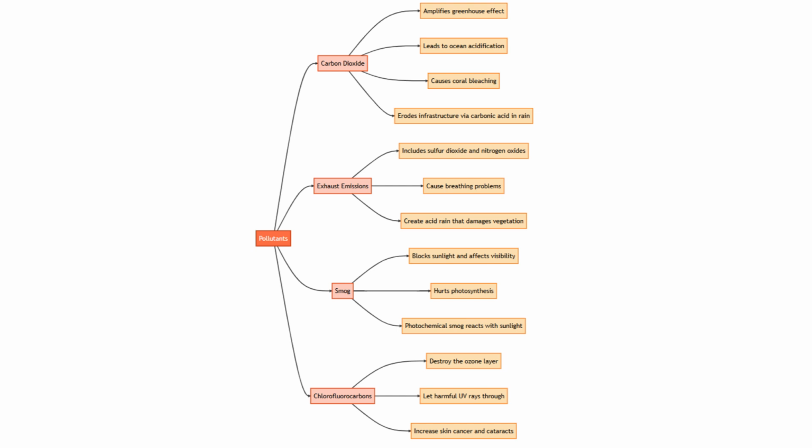Chlorofluorocarbons, CFCs, once used in refrigeration and aerosol cans, are now banned because they destroy the ozone layer, letting harmful UV rays through, which increase skin cancer and cataracts. Toxic fumes, like carbon monoxide, bind to hemoglobin in the blood, blocking oxygen. Dust and particles from construction and farming cause allergies and respiratory diseases.